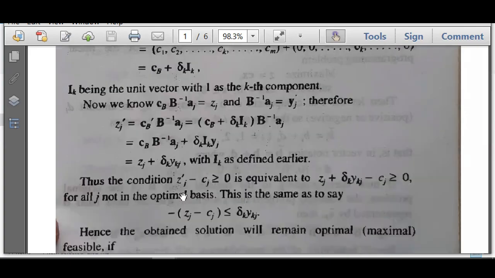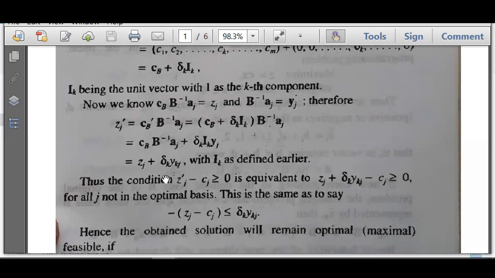So as a result, what do you get? Cb B inverse Aj here plus del k Ik B inverse Aj. Now you see, Cb B inverse Aj is nothing but Zj. So you have written Zj, and the other term is del k ykj, as we have considered Ik the unit vector. So ultimately Zj dash takes this expression: Zj, the older initial Zj, plus del k into ykj. What is del k? Del k is the change or variation which we have made in the ck cost constant.